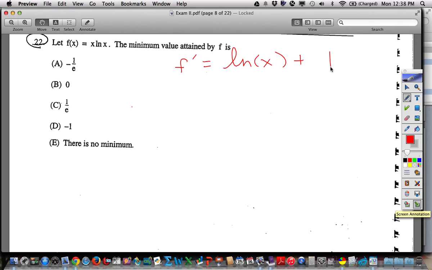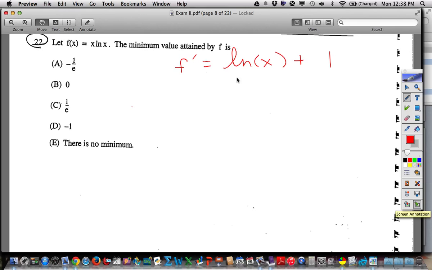The minimum value attained by f. So what are they asking? But what kind of a minimum? We have a couple different types of minimum, global and local. This one is global. The minimum value attained by this function. Notice there's no endpoints. Global max min is endpoints, derivative is 0, derivative is undefined.